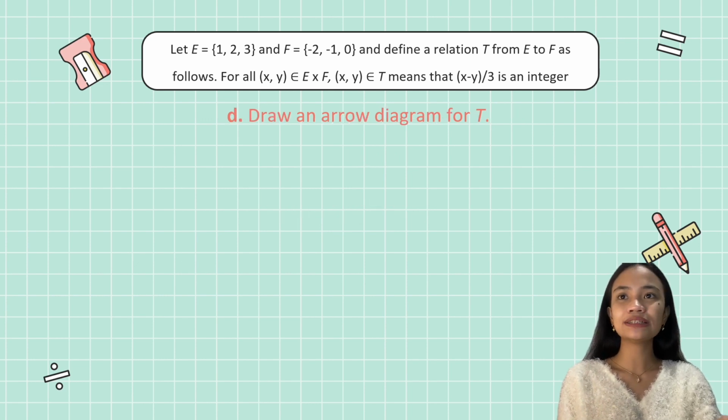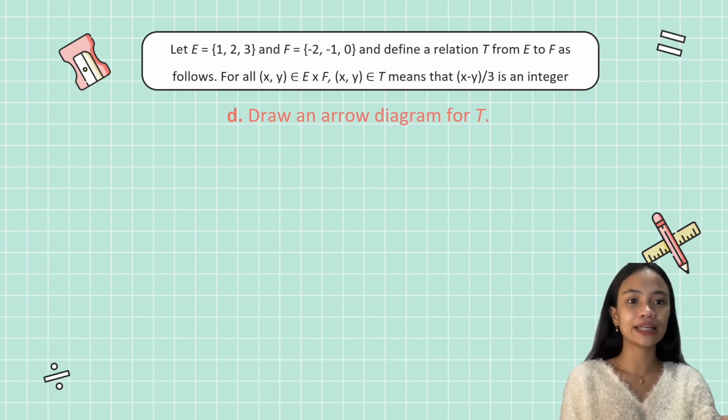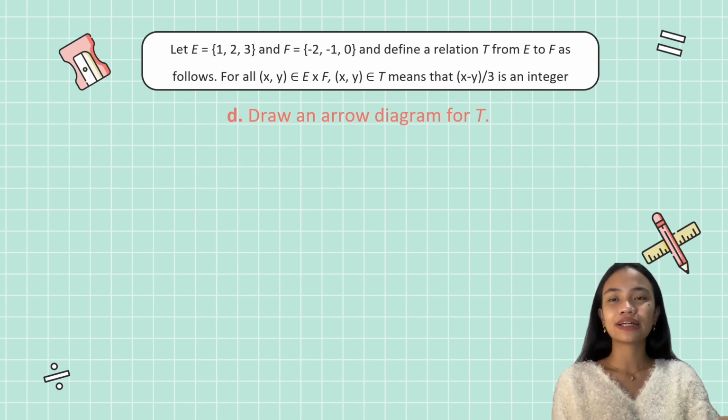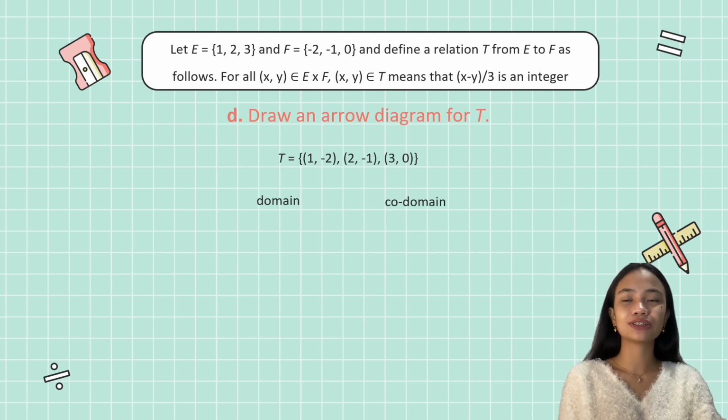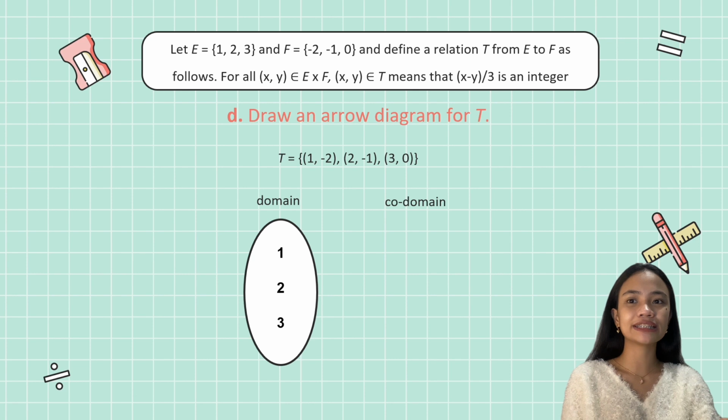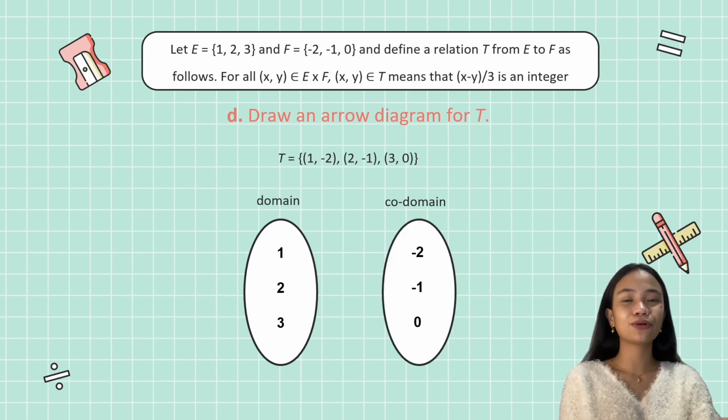For the last one, the letter D, we're going to draw an arrow diagram for relation T. So again, ito yung relation T natin, set of ordered pairs ng relation T, and the domain and codomain. So, yung domain natin, of course, is yung 1, 2, 3, and yung codomain is negative 2, negative 1, and 0. And then, we're just going to connect them. Yung 1 sa negative 2, yung 2 sa negative 1, and yung 3 sa 0.